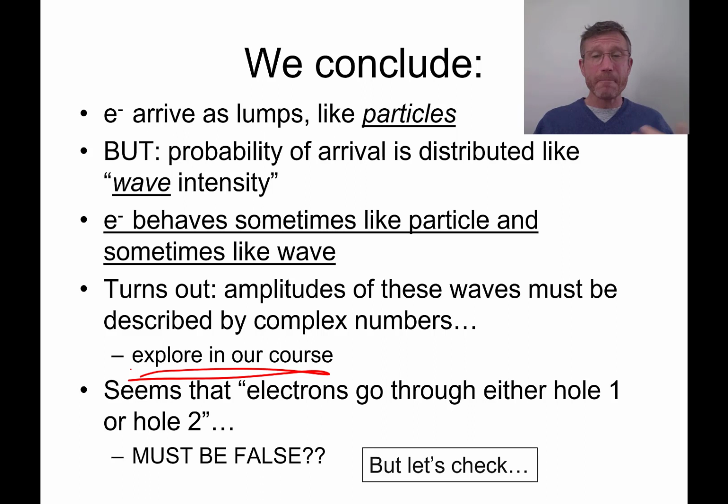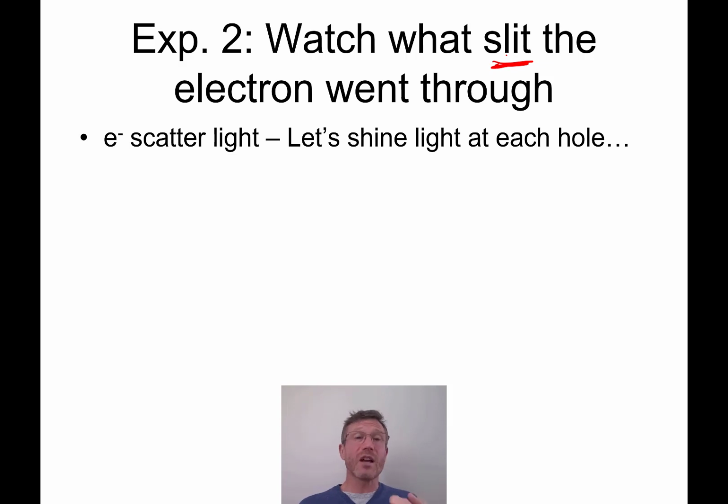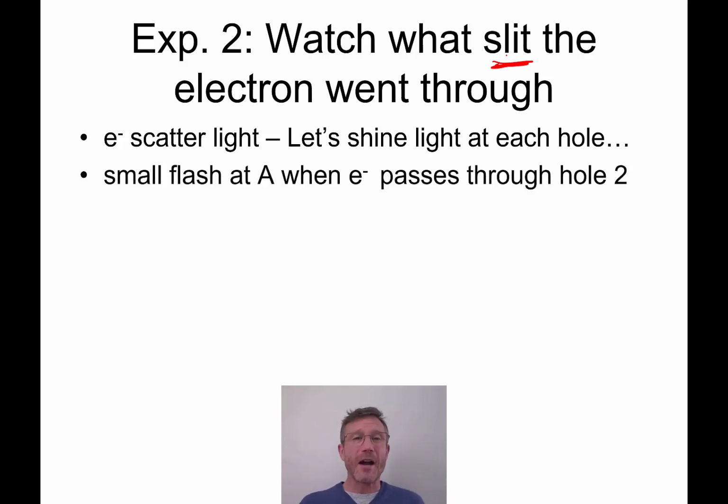And this is what scientists did with a follow-up experiment. What they did is they said, let's watch which slit the electron went through. So electrons scatter light. If we shine light on one of the slits, as the electron comes through, there should be a little spark, a little flash when the electron starts to interact with the light, and we can detect which hole the electron actually went through. So that's what physicists did.